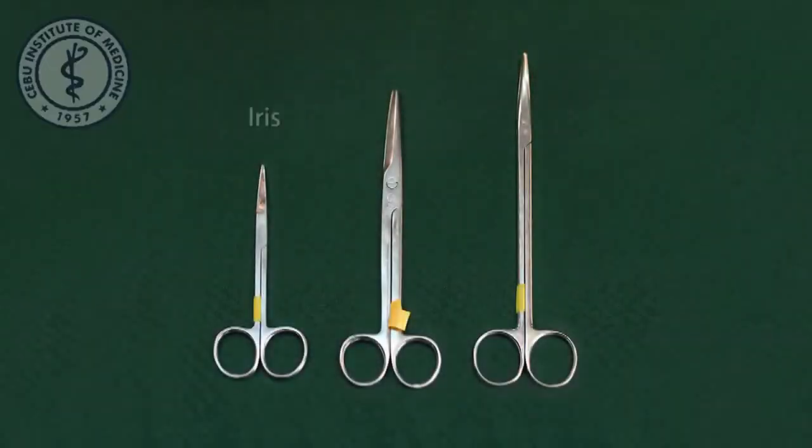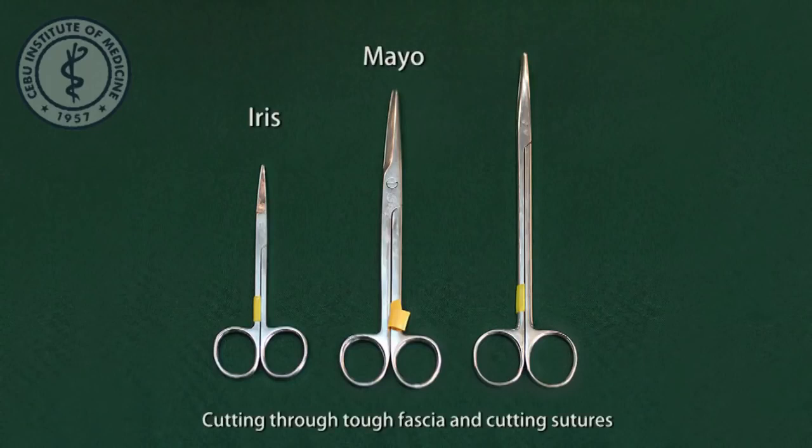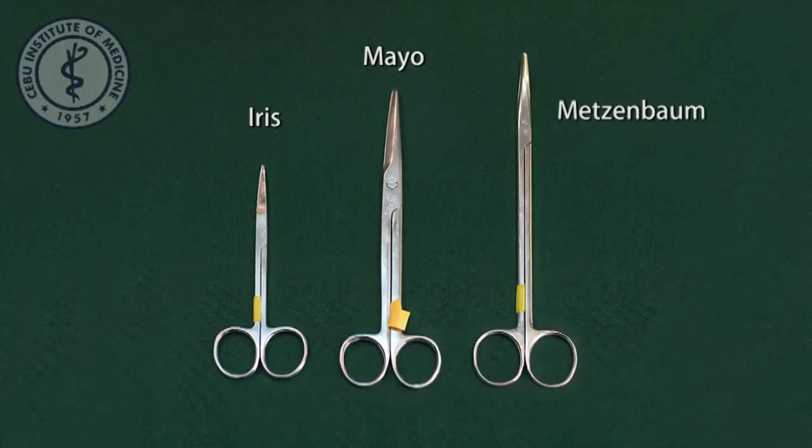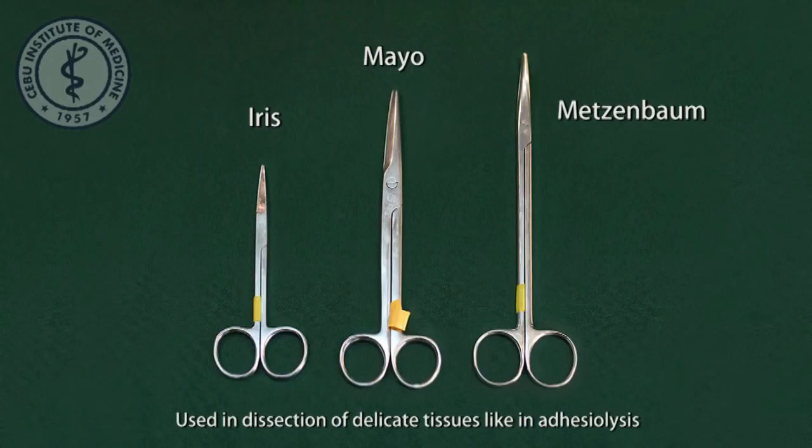Scissors. Iris scissors, used in cutting or fine dissection. Mayo scissors, for cutting through tough fascia and cutting sutures. Metzenbaum scissors, used in dissection of delicate tissues like adhesiolysis.